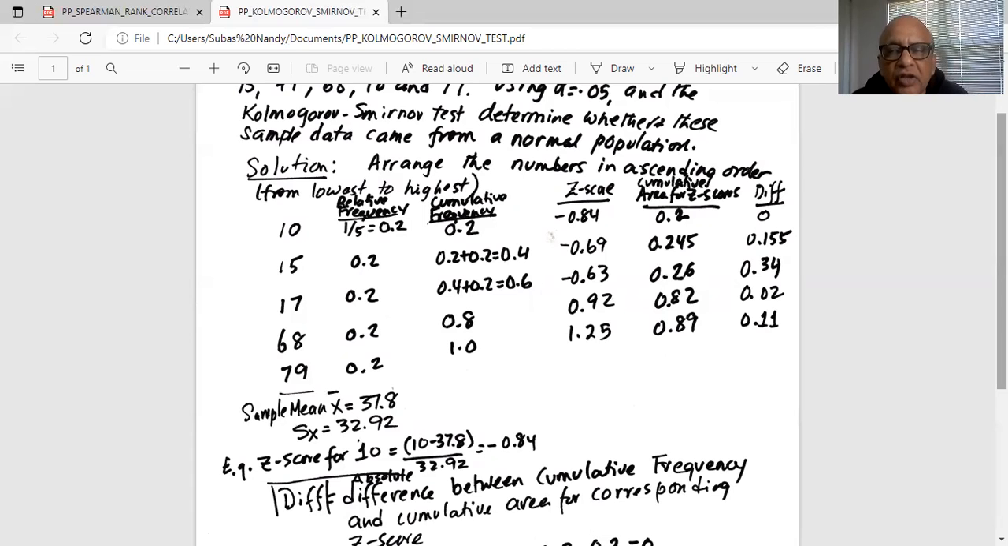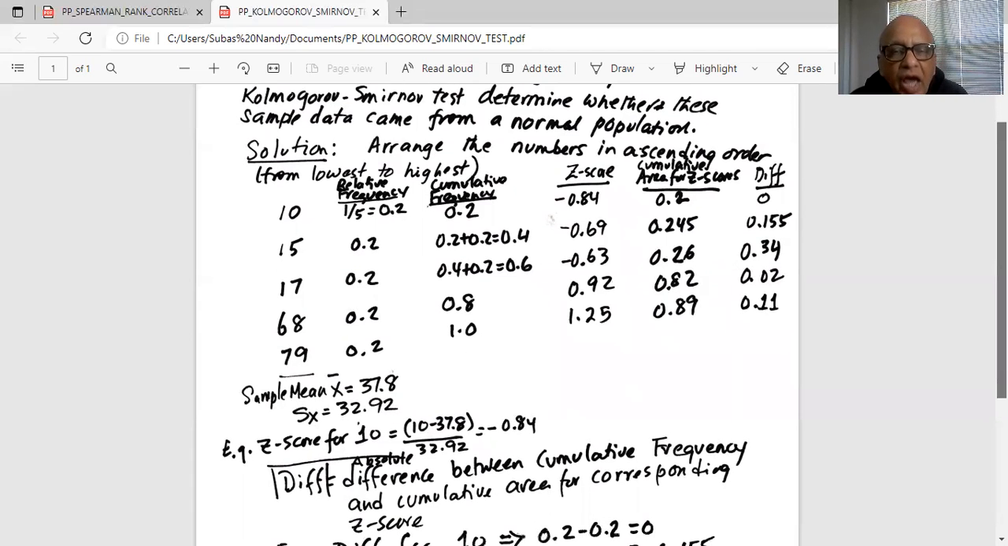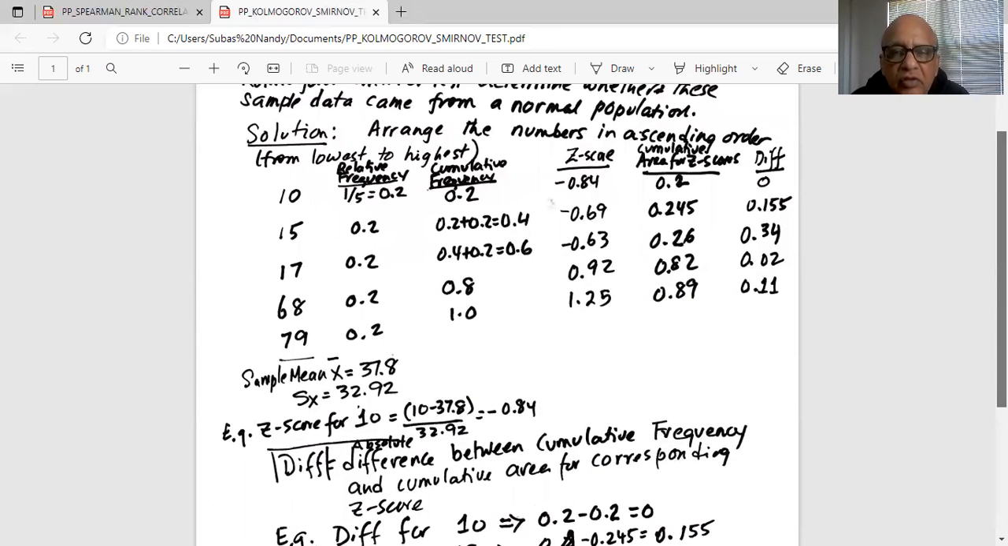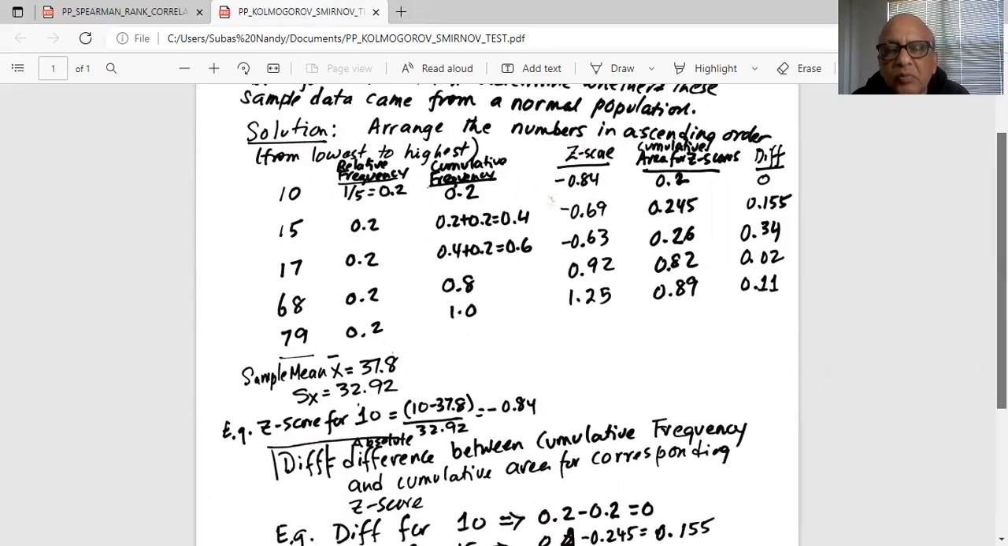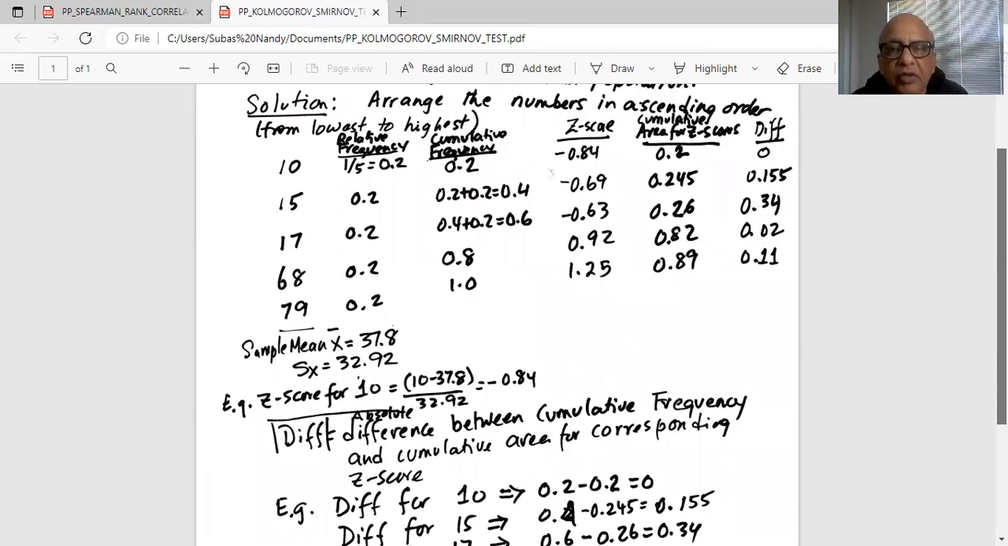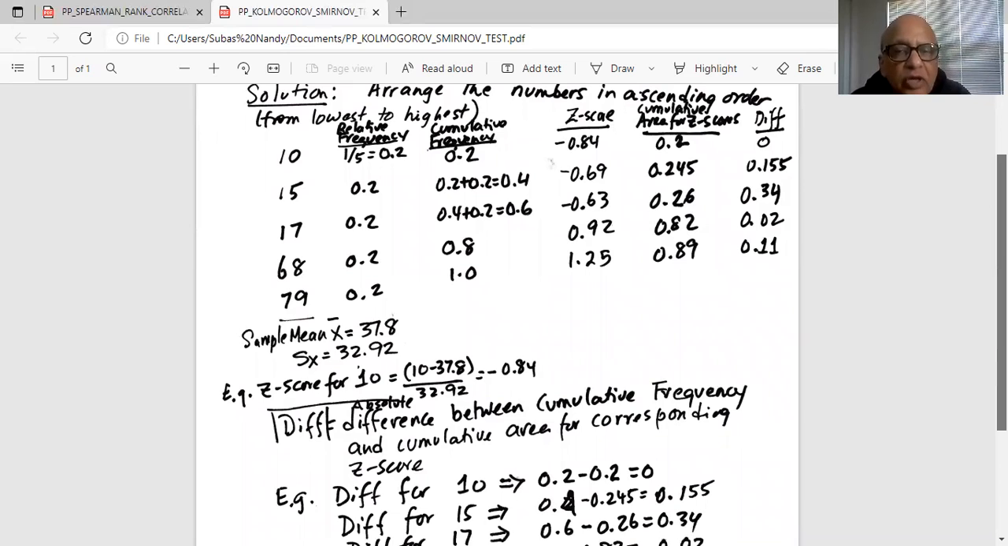Now we need to find the difference. What is the difference? The difference between the actual cumulative frequency and the cumulative area corresponding to the z-score. So for the first one, cumulative frequency is 0.2 and cumulative area for the z-score is 0.2. So the difference between 0.2 from the third column and 0.2 from the fifth column, cumulative area, 0.2 minus 0.2 is 0. Okay, what about the next one? The difference is 0.4 cumulative frequency minus the corresponding cumulative area 0.245, which is 0.155.